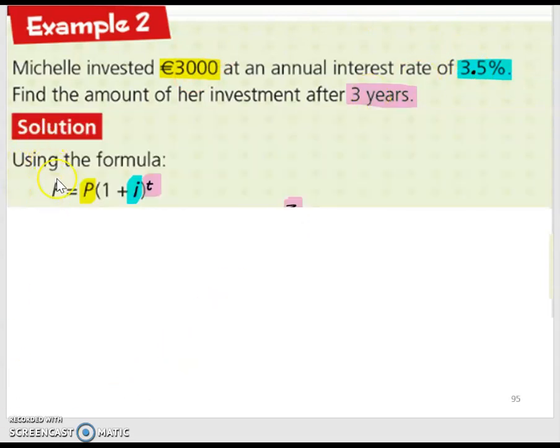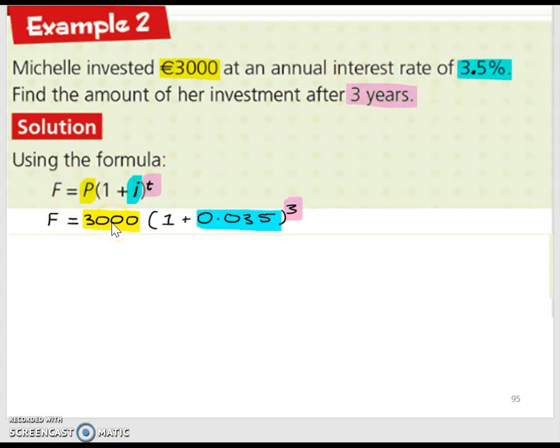So we start by writing out the formula. F, the final amount, equals P, the principal, multiplied by 1 plus I to the power of T. The I stands for the interest rate, 3.5%. The T stands for the number of years, 3. So P is €3,000, the principal amount. We multiply that by 1 plus 0.035. So 3.5%, to change it into a decimal, we divide by 100, which gives us 0.035.